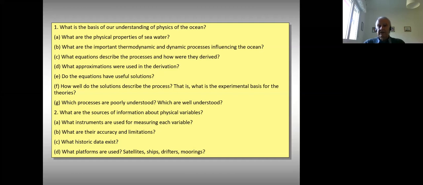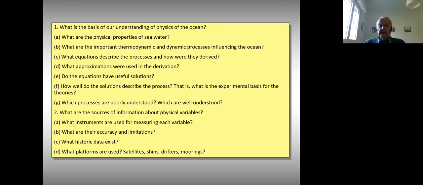Do the equations have useful solutions? Yes. The answer is yes or no. They do have useful solutions. I'm talking about analytical solutions in the case that we can linearize these equations, or we can obtain the solutions if we do the numerical integrations.